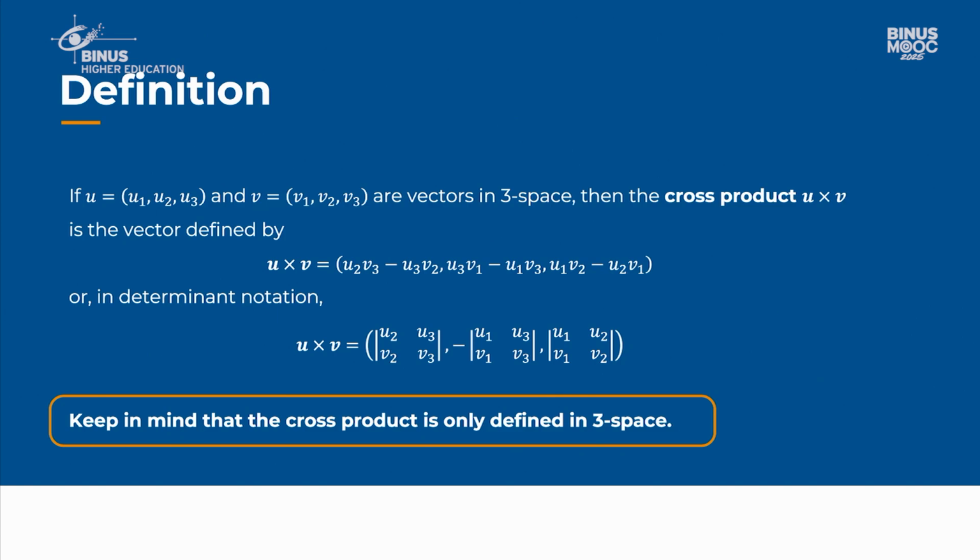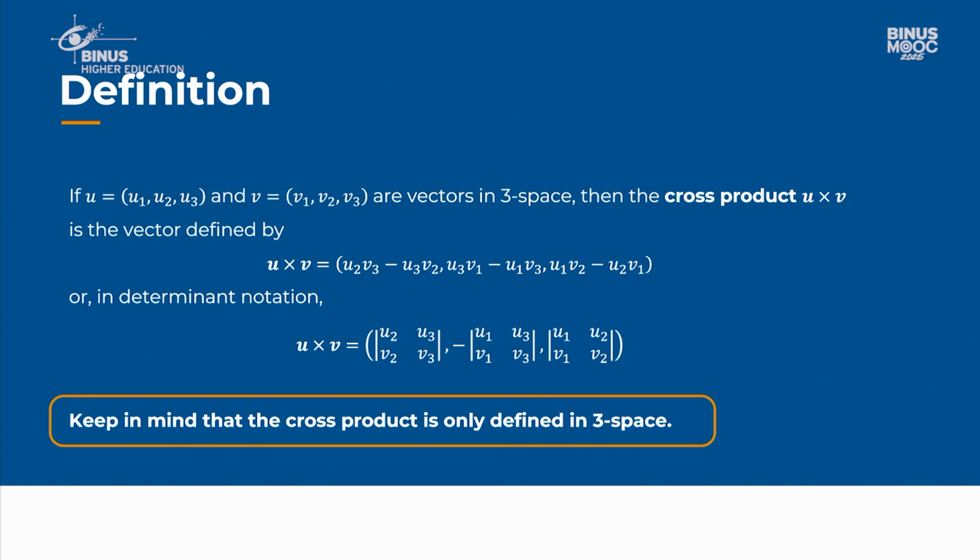The definition of a cross product: if U equals vector (U1, U2, U3) and V equals vector (V1, V2, V3) are vectors in 3-space, then the cross product U cross V is the vector defined by U cross V equals (U2 V3 minus U3 V2, U3 V1 minus U1 V3, U1 V2 minus U2 V1).